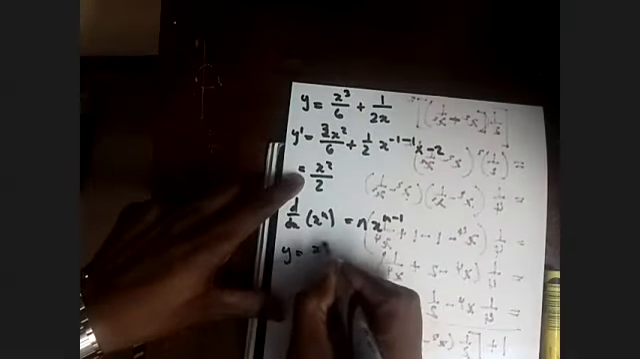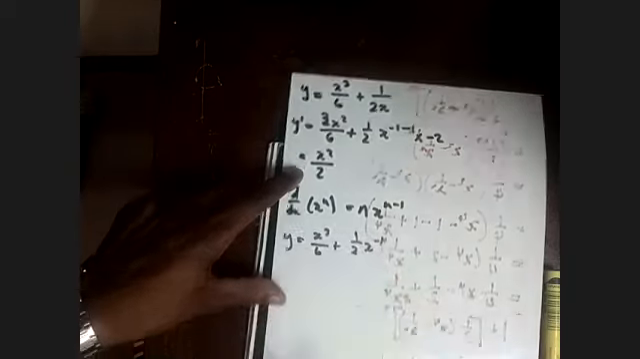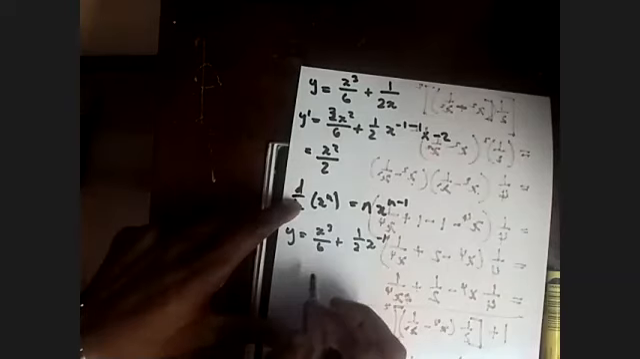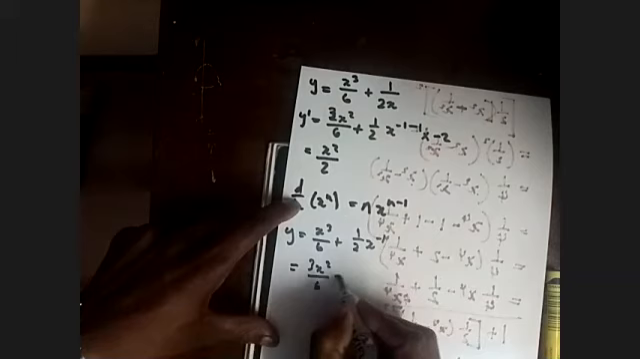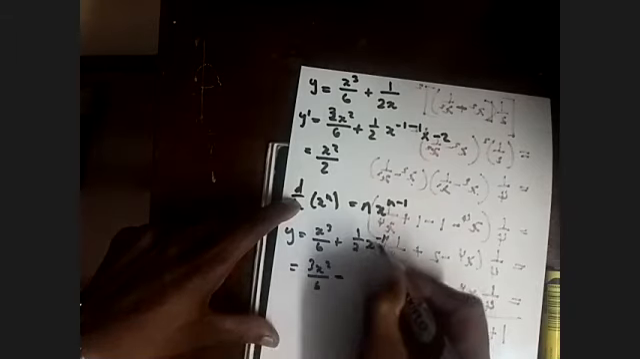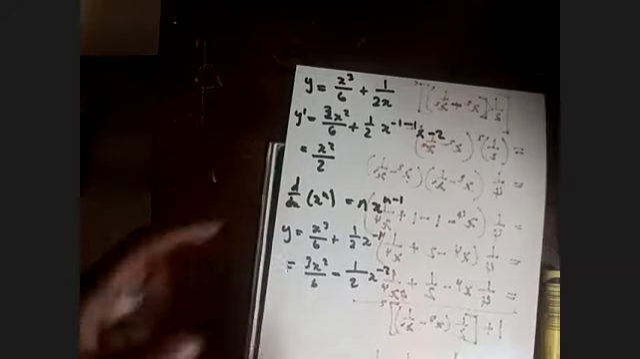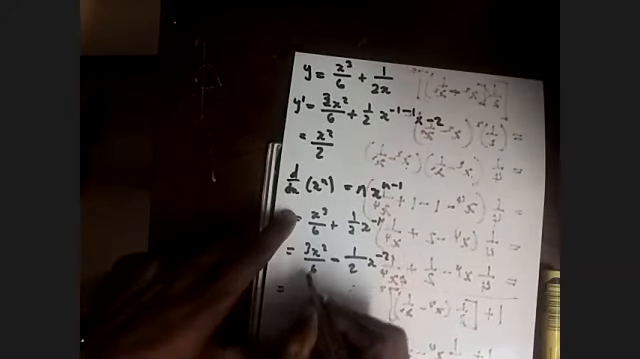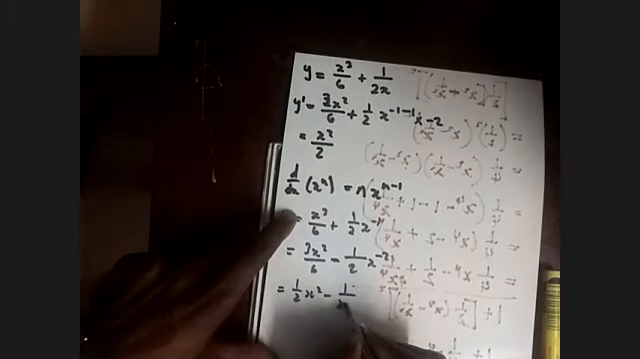y is equal to x to the power of 3 over 6 plus 1 over 2x to the negative 1. We are just going to multiply this here. We're going to have 3x squared over 6. And then we're going to multiply this here. We're going to have a negative, right? Because it's negative 1 over 2x to the negative 2. This is how it goes. So I'm going to have 1 over 2x squared minus 1 over 2x squared.